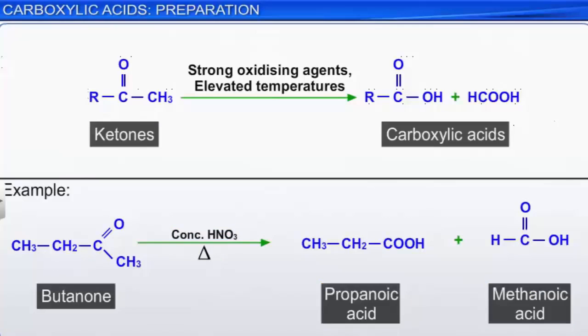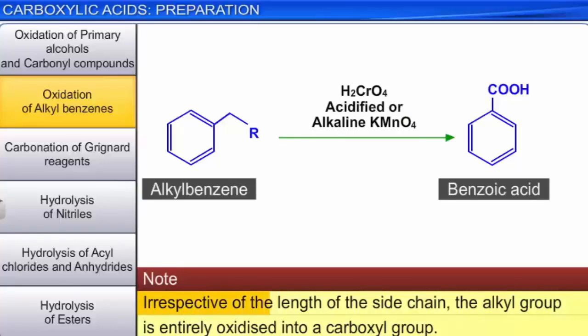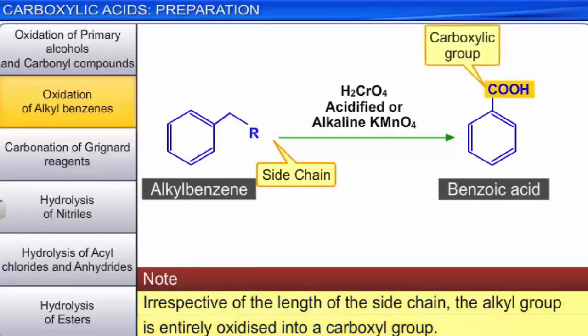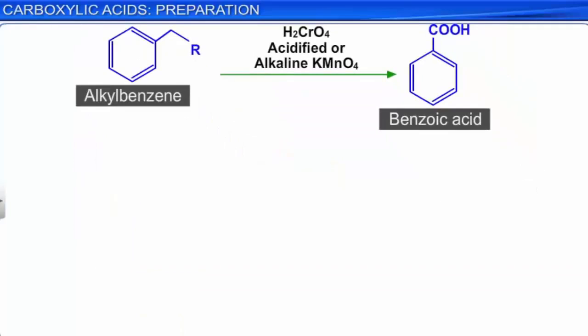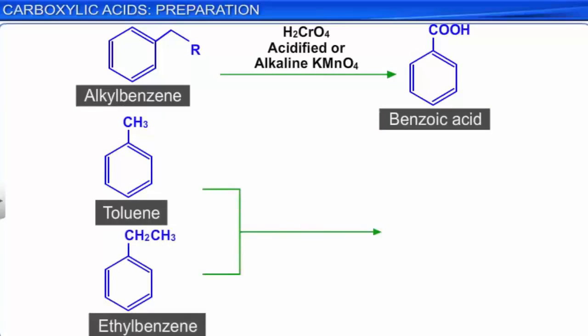One of the most useful methods of preparing an aromatic carboxylic acid is the oxidation of an alkyl benzene. Chromic acid or acidic or alkaline potassium permanganate is generally used for this purpose. It must be noted that irrespective of the length of the side chain, the alkyl group is entirely oxidized into a carboxyl group. For example, toluene or ethylbenzene on oxidation with acidic potassium permanganate gives benzoic acid.